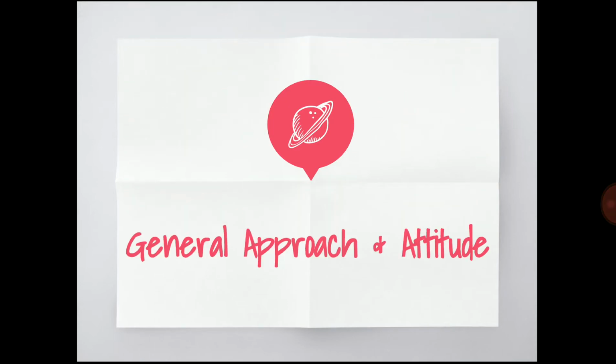So the first one that we're looking at is general approach and attitude. Now, when we talk about general approach and attitude, we are talking about how exactly should we approach research? What kind of an attitude should we have? So we generally say that research requires you to be skeptical, inquisitive, curious, someone who'd like to question why things happen the way they do.